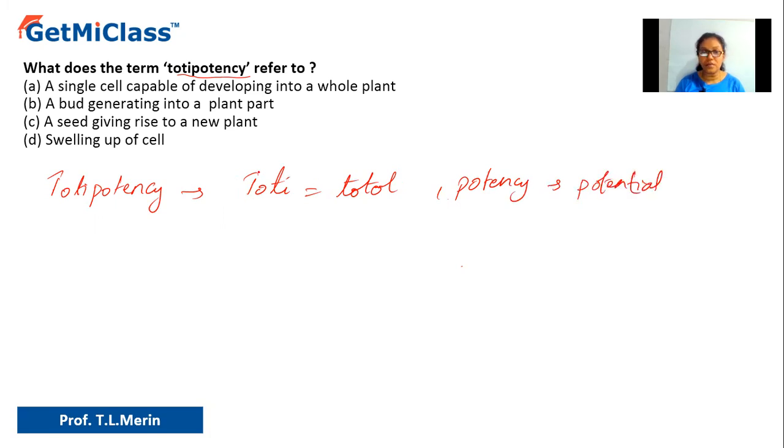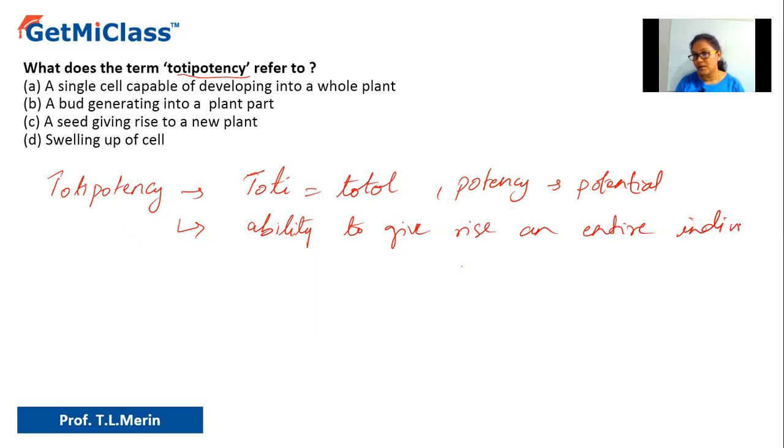Now, what are we talking in terms of? Totipotency is nothing but the ability to give rise to an entire individual. That is what totipotency is. So what individual are we talking about? We are talking about totipotency with respect to the development of the plant.